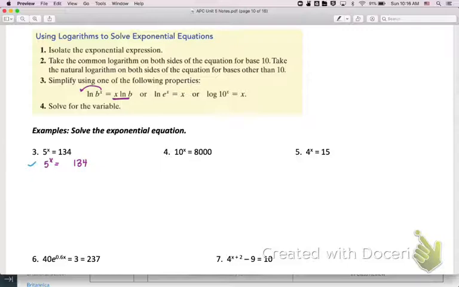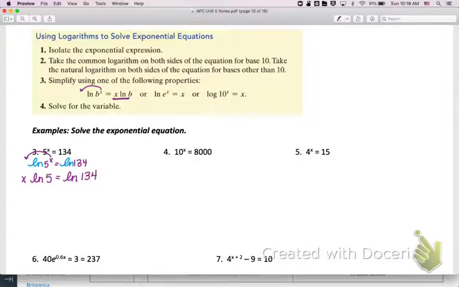And we're going to come in and take the ln, the natural log, of both sides. When we do that, that allows us to bring the x to the front using our log properties. So we have x times the natural log of 5 equals the natural log of 134.